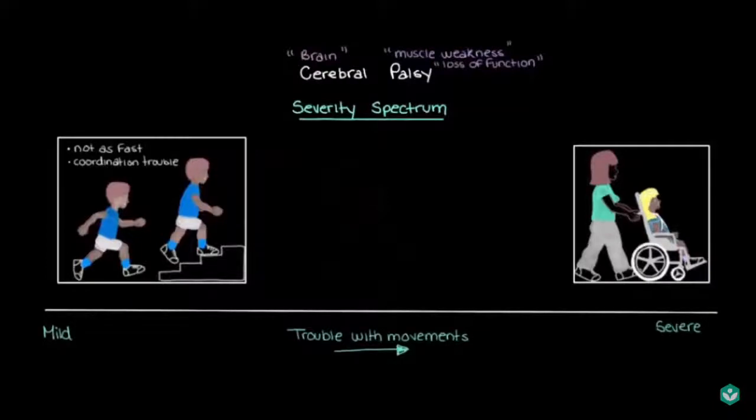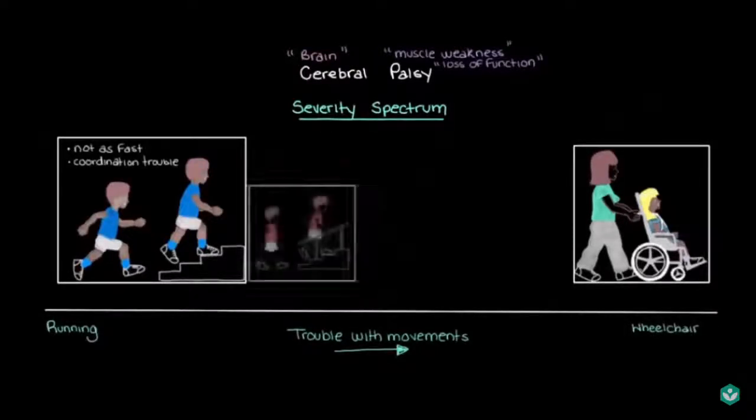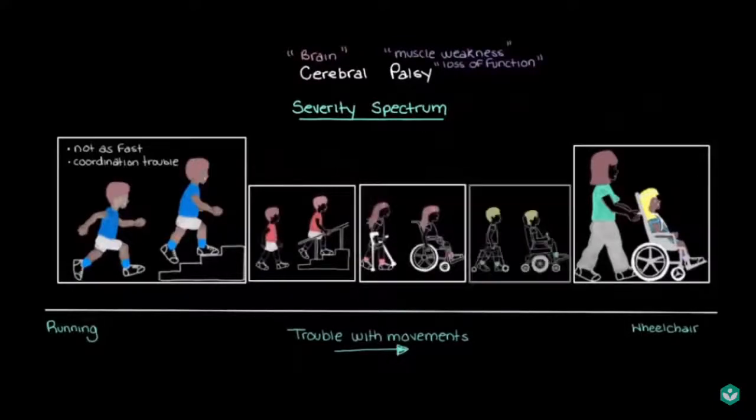So let's actually relabel the ends of our spectrum here so that we're painting a better picture of how wide this range of movement problems really is in cerebral palsy. So let's say that the severity spectrum for cerebral palsy goes from running to wheelchair and everything in between. So this gives us a pretty good idea of how wide that range of movement problems can be. So what we're actually looking at here is something called the Gross Motor Function Classification System, or the GMFCS.